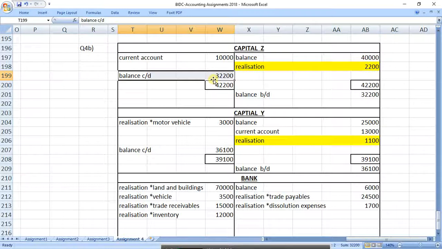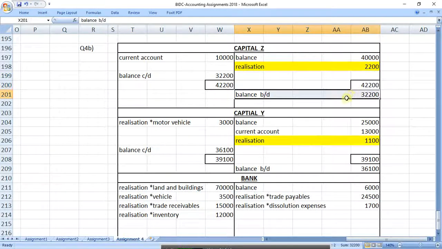32,200. And that's the carried down and brought down balance. Yeah, so you'll have the same thing on the other side, and then just with the totals. Okay, so that account's done. We'll close that account off just now.